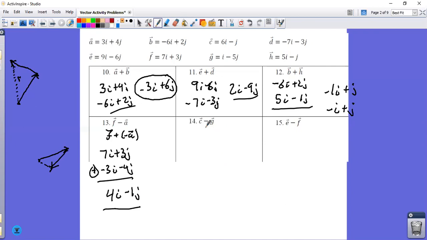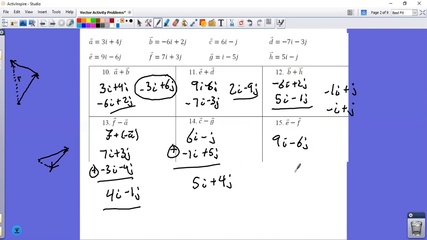Anybody want to try C minus G? It'll be 6i minus j plus the opposite of G would be -1i plus 5j. So the results would be 5i plus 4j. Correct. Yeah. E minus F would be the E, 9i minus 6j. And minus F would be negative 7i minus 3j.